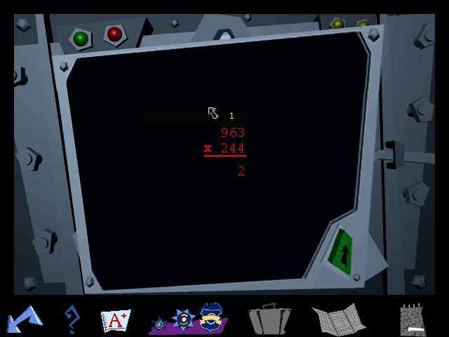6 times 4 equals 24. Plus 1. 9 times 4 equals 36. Plus 2 equals 38. 3 times 4 equals. Oh. 2, 5. And then 3 times 2 equals 6. 12. Okay, now I have to add them all up.